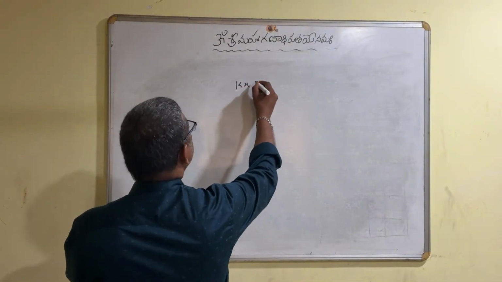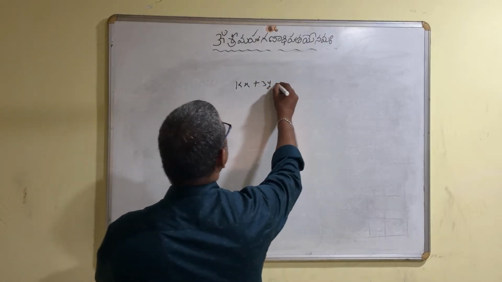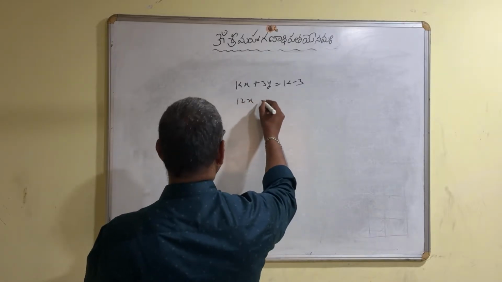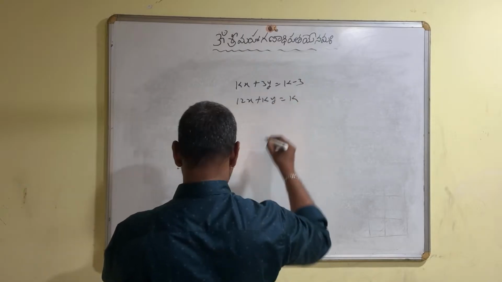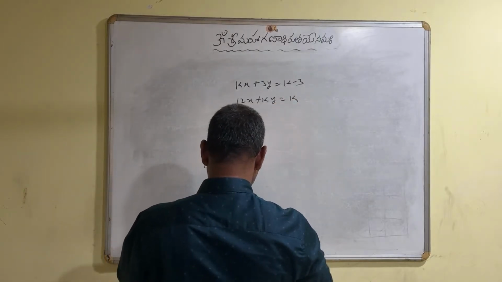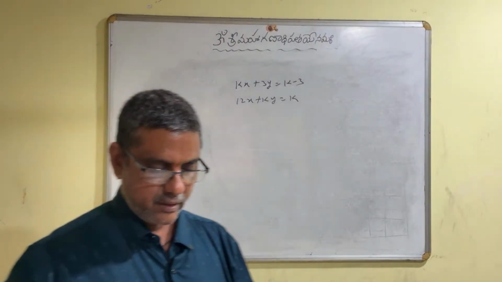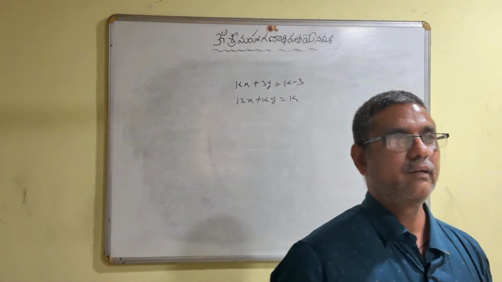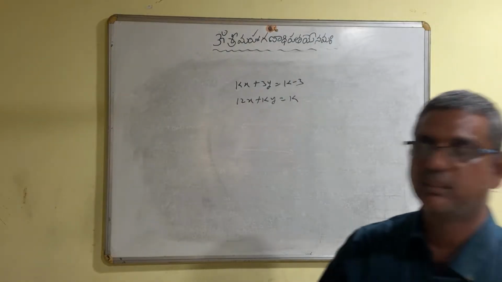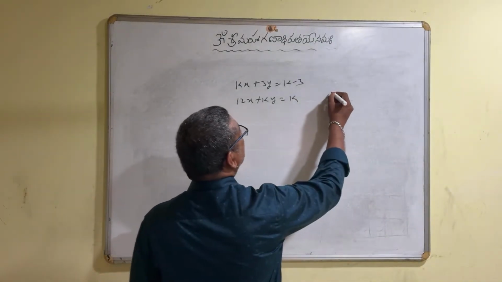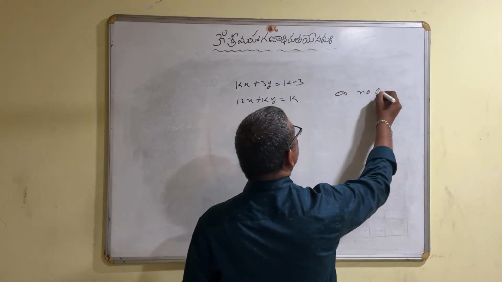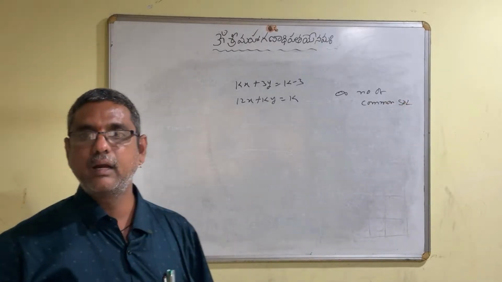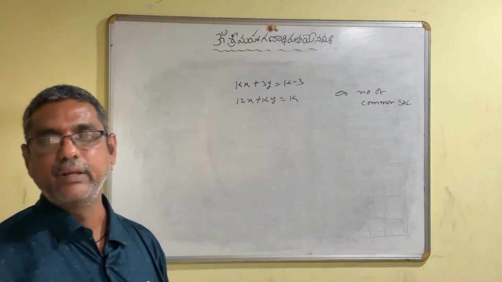kx plus 3y is equal to k minus 3, 12x plus ky is equal to k. Okay? So this pair is having infinite number of common solutions. That is given. And we need to find out the k value.